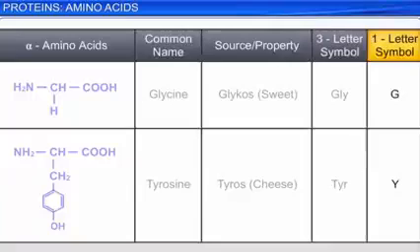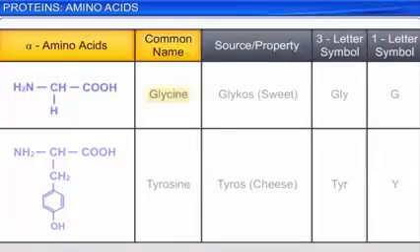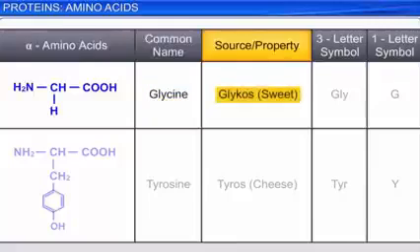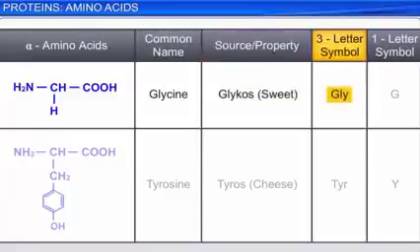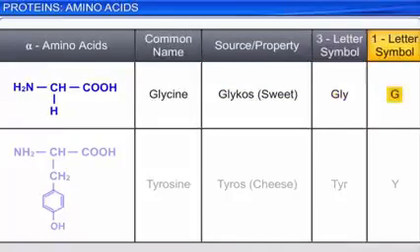For example, the amino acid glycine has a sweet taste. Its name is derived from the Greek word glykos, which means sweet. The 3-letter code for glycine is GLY, and its 1-letter symbol is G. The side chain of glycine is a hydrogen atom.